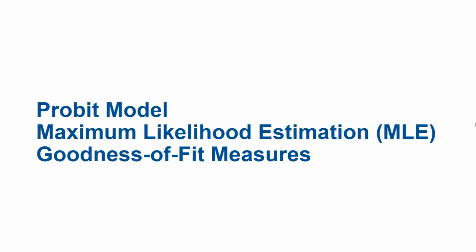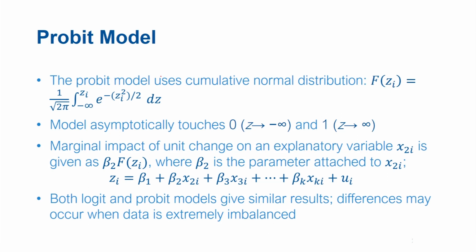In this video, we'll briefly summarize three important topics: the Probit model, maximum likelihood estimation (MLE), and goodness of fit measures. The mathematics can be ugly and out of the scope of discussion. Only a brief summary is warranted here. First, let us quickly summarize the Probit model.